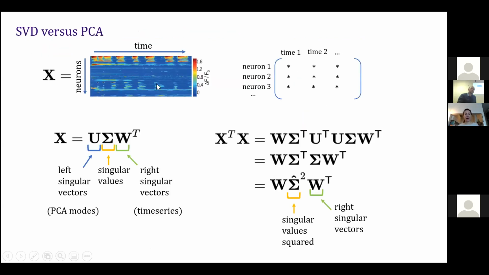So once they had this data, then they performed PCA on the neurons. And that allowed them to look at the activity in a low dimensional space instead of looking at all 100 neurons. And so they have this data matrix X where the rows are the neurons, and then the columns are the calcium imaging over time.